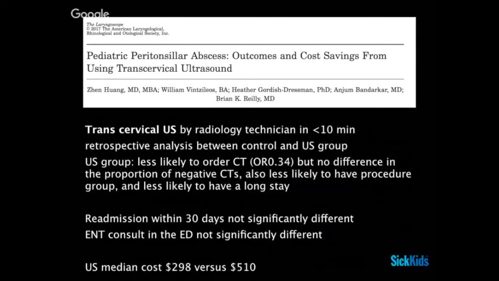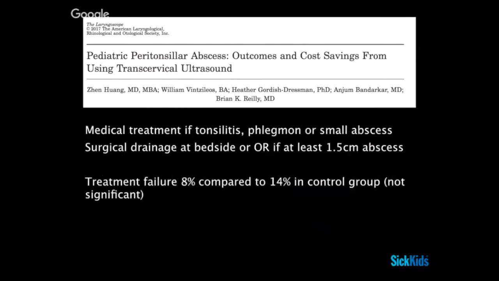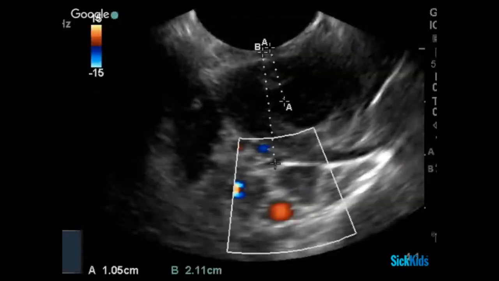They did a cost analysis in their American center and found that there was a cost reduction from $510 in the non-ultrasound group to $298 in the ultrasound group. Importantly, the way that they stratified things was they suggested medical treatment if they had evidence of tonsillitis, phlegmon, or small abscess, and defined surgical drainage either at the bedside or in the operating room if the abscess was at least 1.5 centimeters in diameter. Treatment failure in the ultrasound group was 8% compared to 14% in the control group, but this was not significant in their study. So now to look a little bit at how we're going to do these tests.